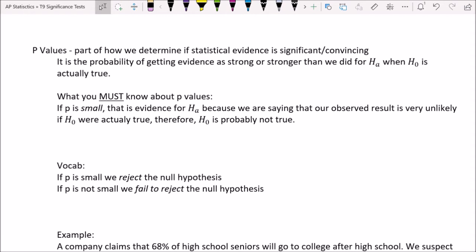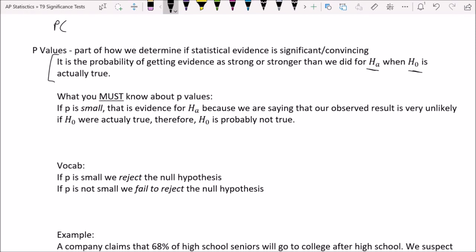Okay, so specifically, the definition of a p-value is the probability of getting evidence as strong or stronger than we did for the alternative when actually the null is in fact true. You could think about it like the probability of, not accepting, but rejecting the null hypothesis when actually the null is true. Okay, so we'll get more into that language. I'm using language right now that we haven't even talked about yet. So let me slow down a little bit.